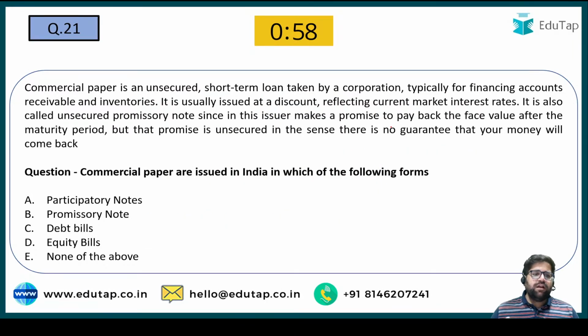Question number 21. Commercial papers are issued in India in a form of promissory notes. Now, why they are issued in a form of promissory notes, my friend?